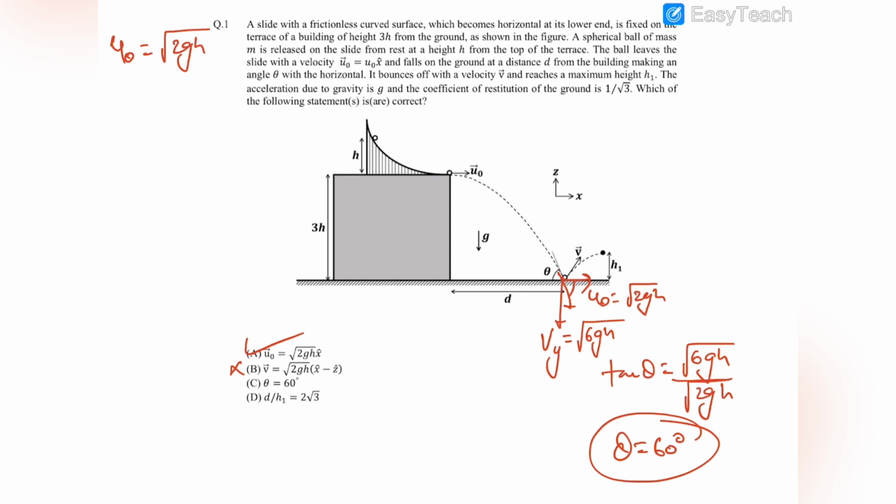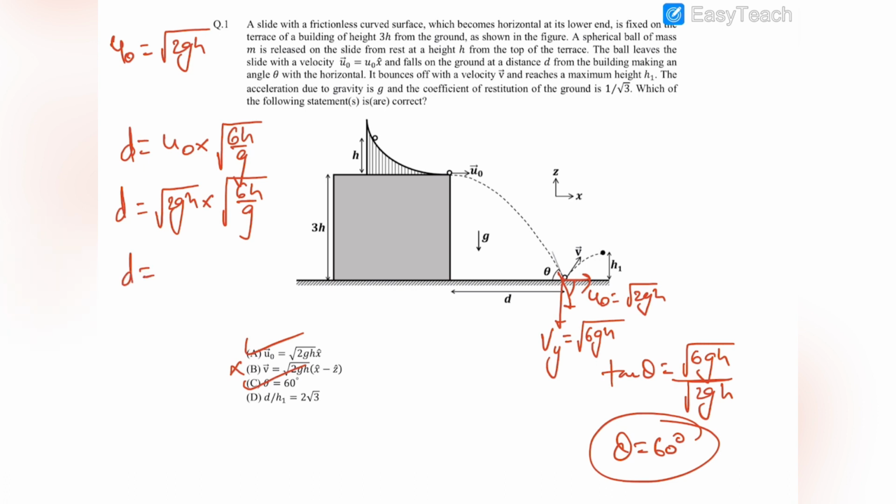Now this angle theta is 60 degrees, and this range d would be equal to this velocity u naught into the time of flight, and the time of flight would be under root 2h by g, where h is 3h, so it is root 6h by g. We know that u naught is under root 2gh, so this is under root 2gh into under root 6h by g. So d will be equal to 2 root 3 h.